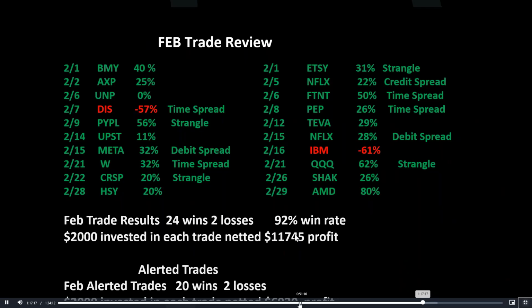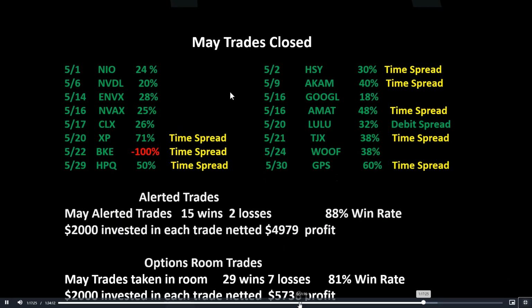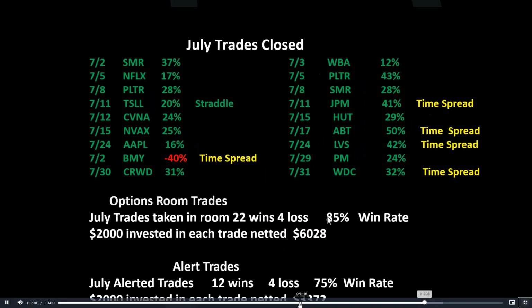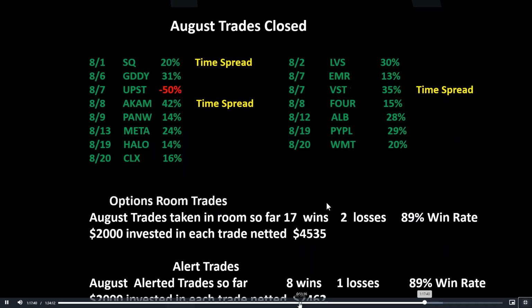This was a pretty big month here, 92% win rate. The alerts that month had were 20 and 2, 69.30. There's May, just jumping around here, but you can see these were time spreads. These are what we do over earnings. See what they produce as well. Okay, June, 86%, 85% in July, August, 89%.